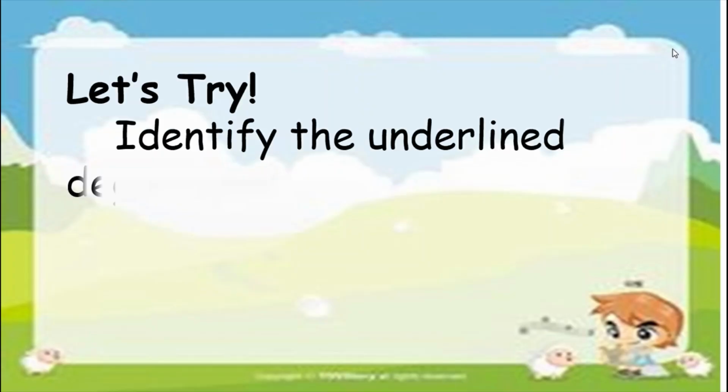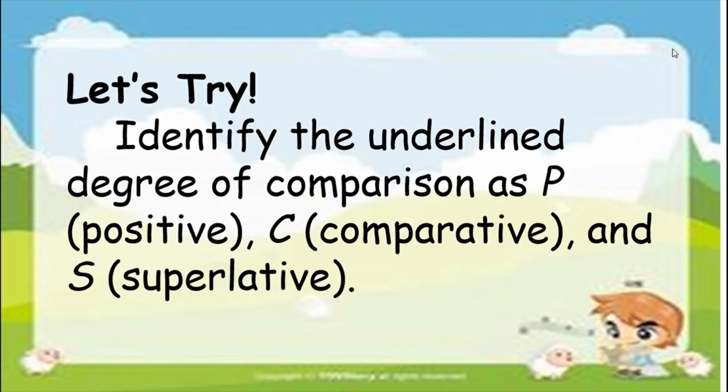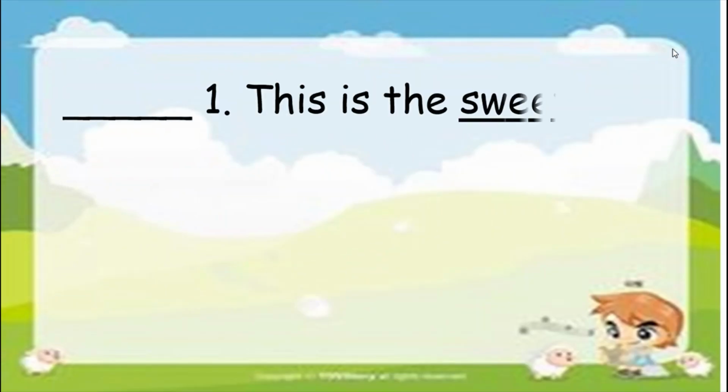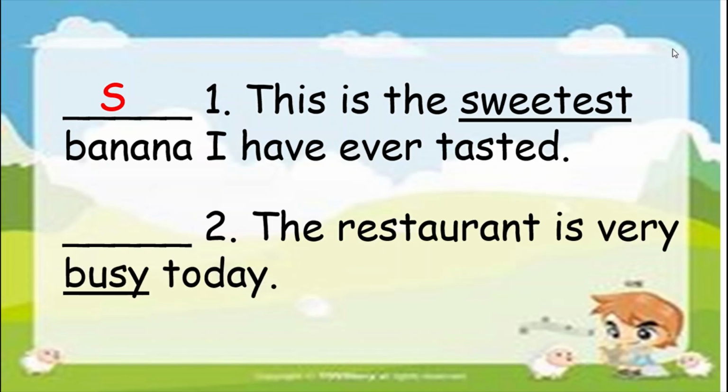Let us now try. Identify the underlined degree of comparison as P for positive, C for comparative, and S for superlative. Number 1. This is the sweetest banana I have ever tasted. S. Number 2. The restaurant is very busy today. P.